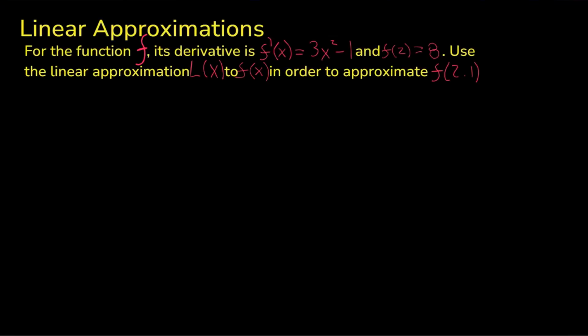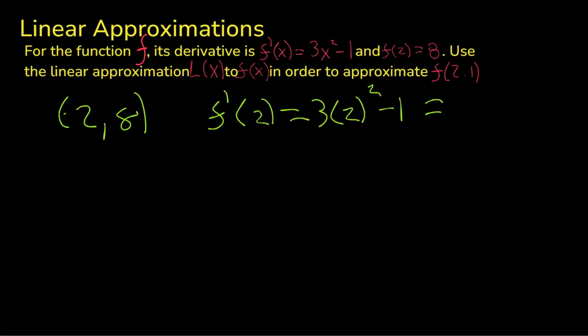For this example, we have the function f, but all we know is its derivative is 3x squared minus 1, and the point f of 2 equals 8. We're going to use the linear approximation L of x to f of x in order to approximate f of 2.1. Remember, we need a point and a slope to write the equation of a tangent line or the linearization. Since f of 2 equals 8, that's the point 2 comma 8. And we can plug 2 into the derivative. f prime of 2 is 3 times 2 squared minus 1, which would be 11.